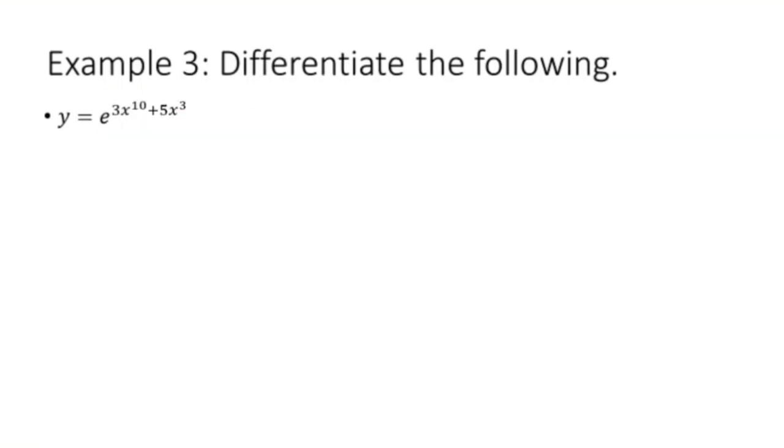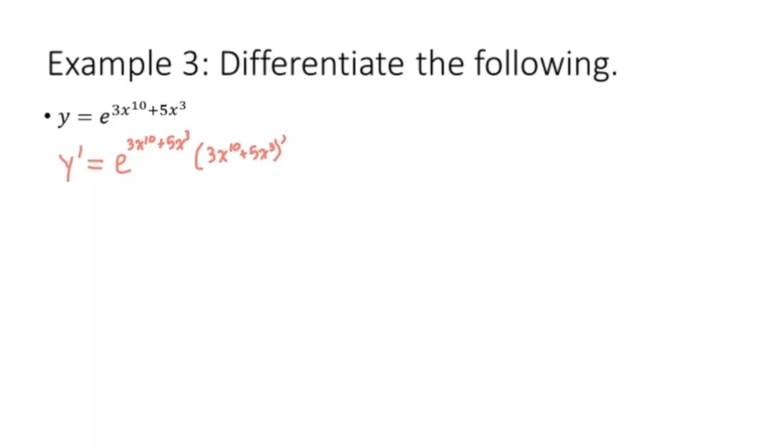Now we're going to differentiate the following. The first will be y equals e raised to the 3x to the 10 plus 5x cubed power. Since our base is constant, that tells us we should be using the exponential rule. The exponential rule tells us our derivative is going to be equal, so e raised to the 3x to the 10 plus 5x cubed times the derivative of that power.